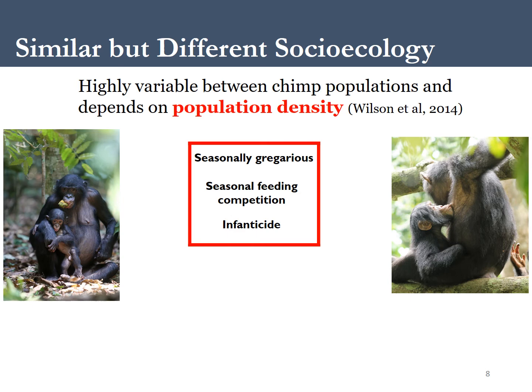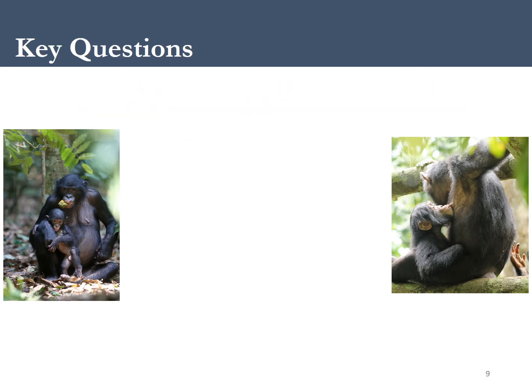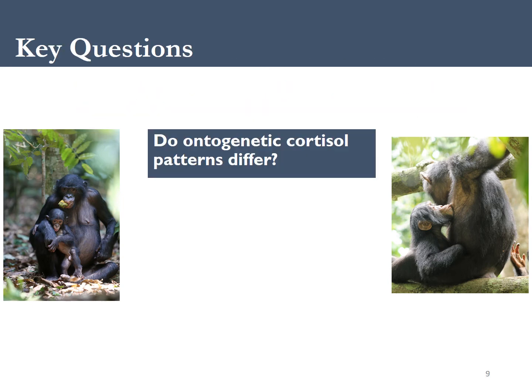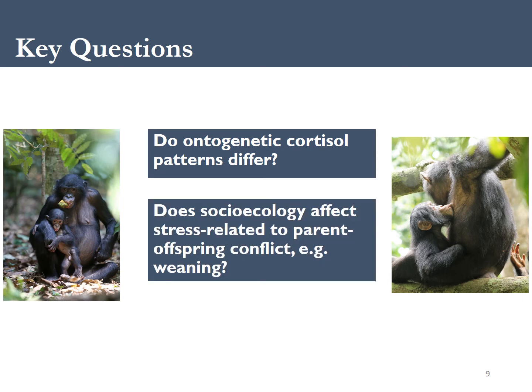However, this caricature of chimpanzees isn't true across all populations, and we know that population density, the number of individuals per kilometre squared, affects factors such as feeding competition and rates of violence. So our key question was whether these socio-ecological differences would lead to different ontogenetic patterns between these closely related species, and whether socio-ecology exaggerates or reduces stress related to parent-offspring conflict, such as during weaning.